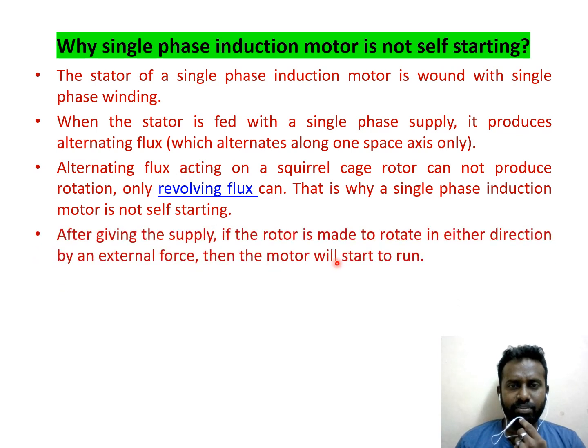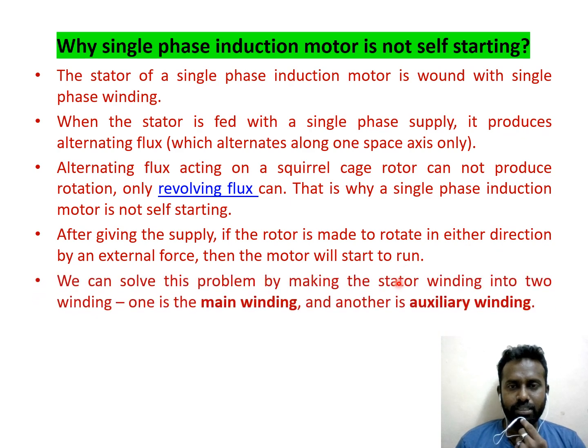After giving the supply, if the rotor is made to rotate in either direction by external force, the motor will start to run. We can solve this problem by making the stator winding into two windings: one is the main winding, the other one is the auxiliary winding. In order to make this single phase induction motor self-starting, we can split the stator winding into two parts, the main winding and the auxiliary winding, phase shifted by 90 degrees.